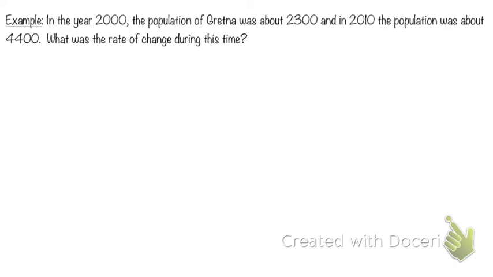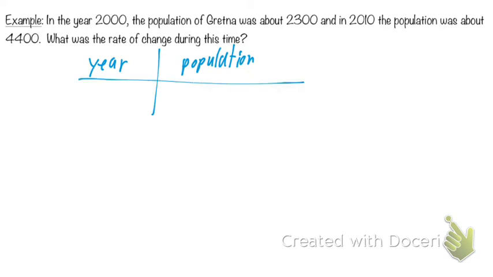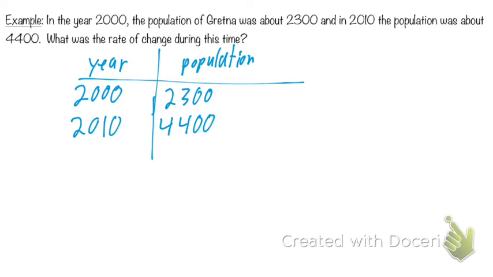Courtney? The year and the population. So we have year and population as our 2 variables. We can make a table out of this like in science, right? So in the year 2000, the population was 2,300. In the year 2010, the population was 4,400. Is this similar to tables you've done before? Probably.